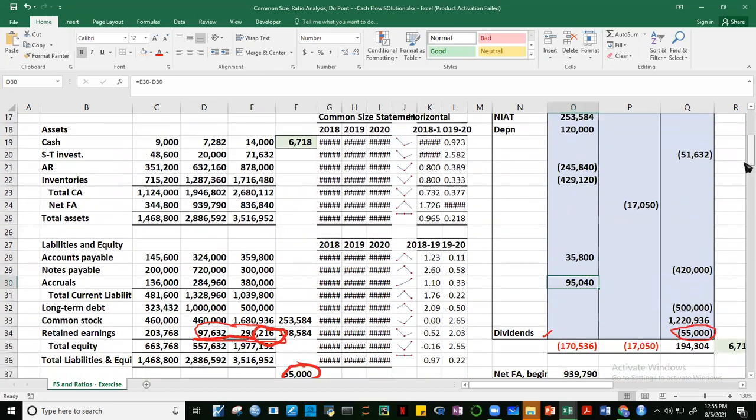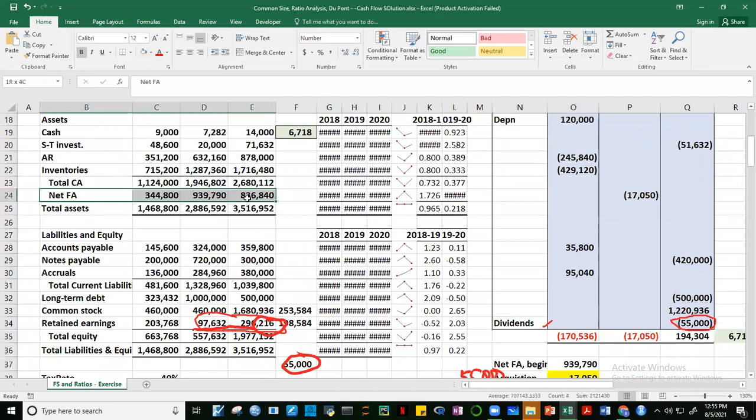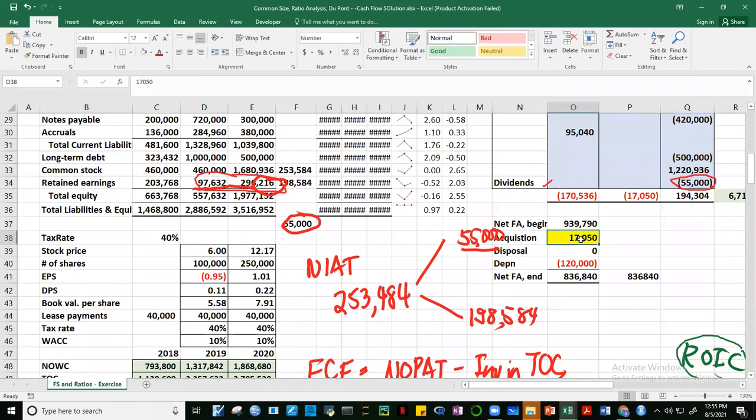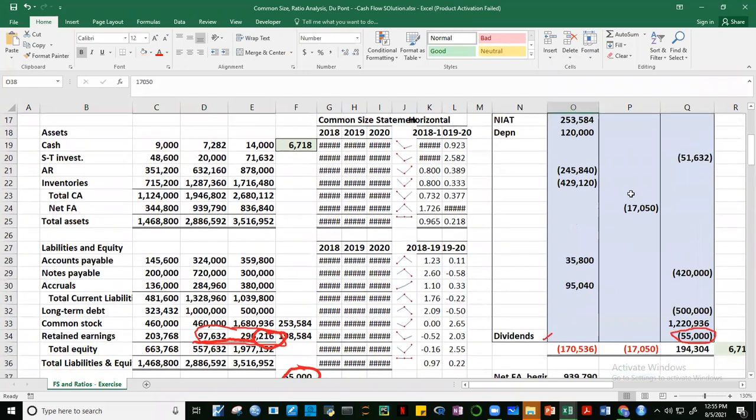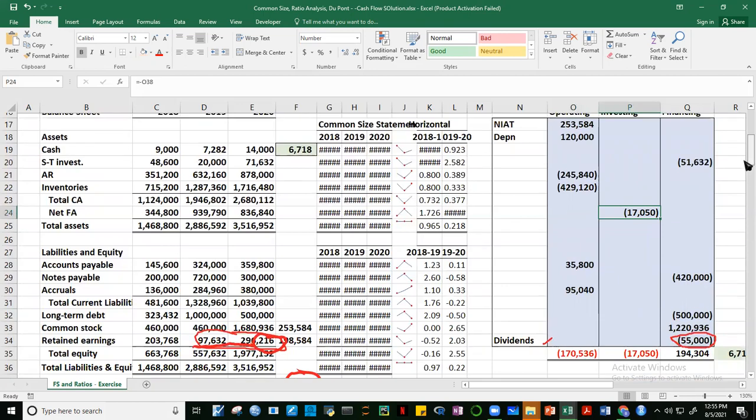In investing, guys, net fixed assets was what was given, so we need to compute the acquisition. In fact, if we just use this, net fixed assets went down. So you might be thinking it's a source of cash because the asset decreased, which is not the case. We said that when net fixed assets is given, we need to compute the acquisition. You can make use of goal seek to find the acquisition, and it turns out here that acquisition is 17,050. So that's the investing in fixed assets reflected here, 17,050.